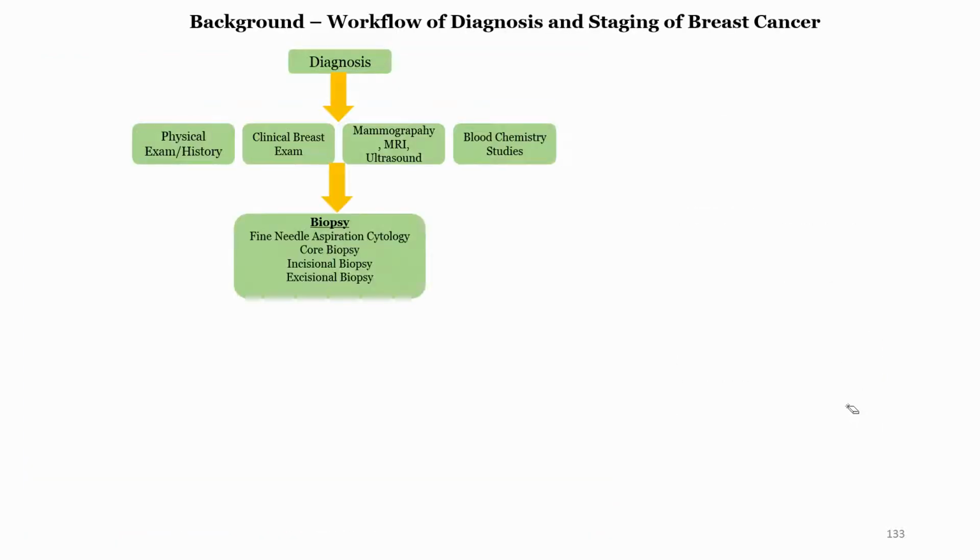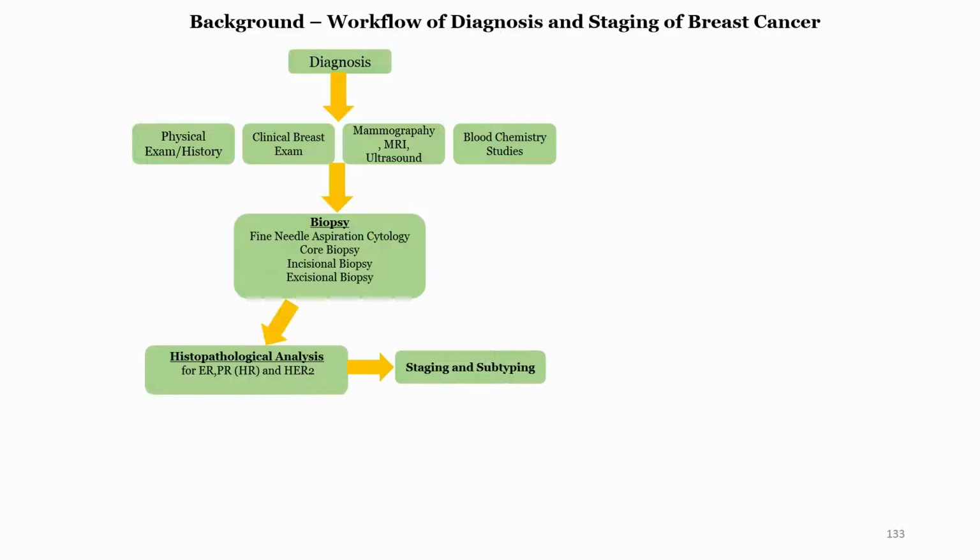If I look at the background or workflow of diagnosis and staging of breast cancer, then you can see here that once it is diagnosed, there can be many ways of diagnosing the cancer. One is physical exam or history, second is clinical breast exam, which is called CBE, third is mammography, MRI, ultrasound, fourth one is genotyping, which is blood chemistry studies. We are talking about phenotyping, so we continue with a biopsy.